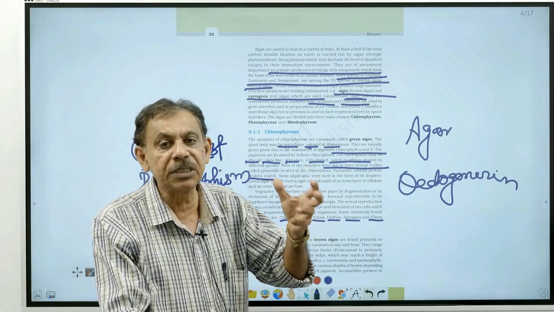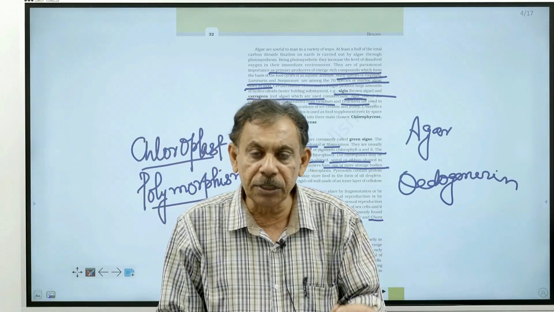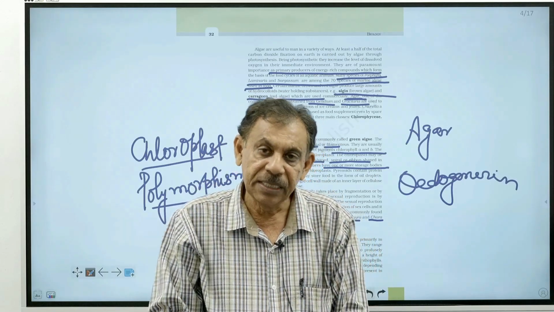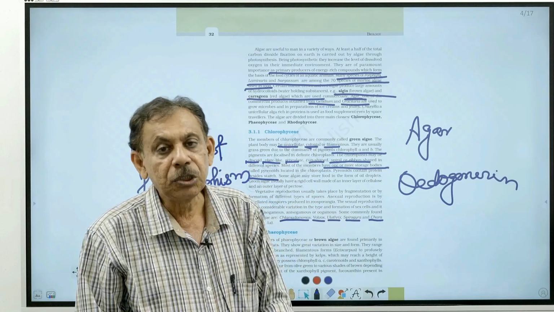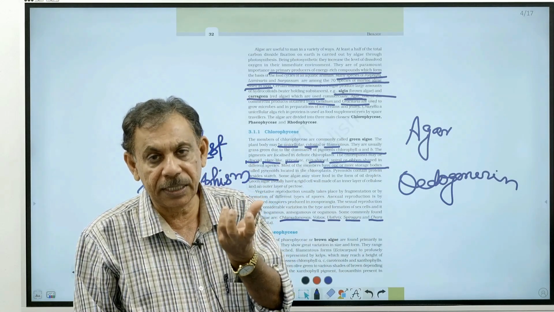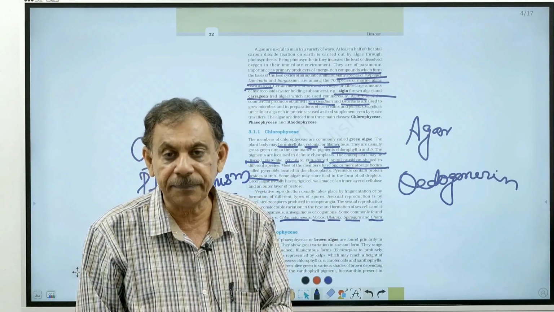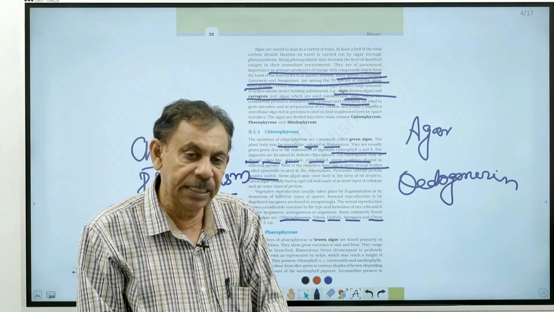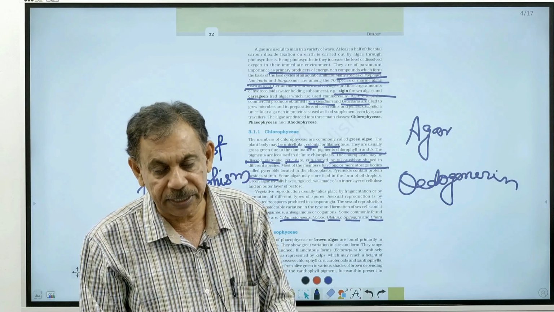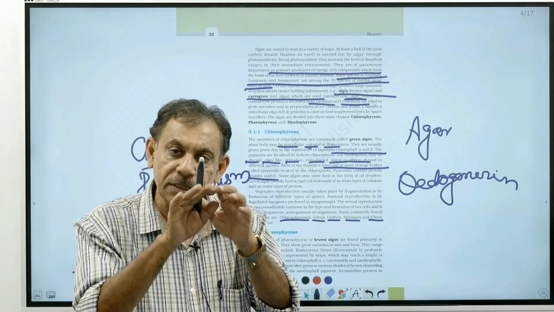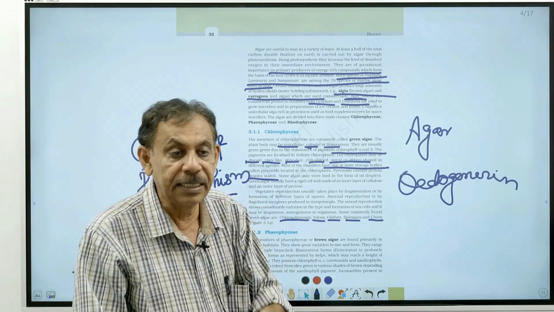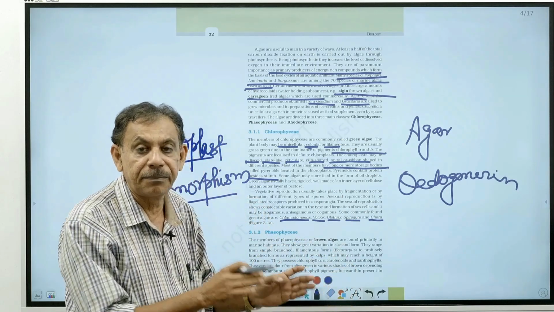What is the most important thing? They do not have jacket-layered sex organs. Chara has two types of sex organs. Antheridium is present, and a flask-shaped oogonium, the female reproductive structure, is also present. But these structures are not covered by a jacket layer. That is how algae are differentiated from bryophytes.